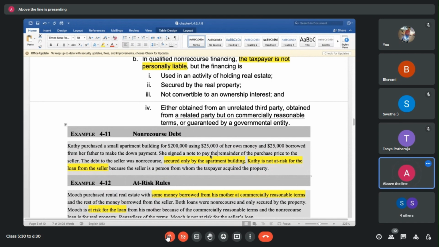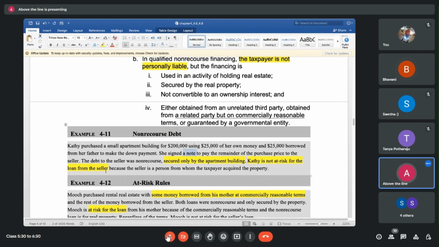What does that mean? The moment when they say note, they mean promissory note, not like a note which you write on a piece of paper and say, okay, here, take this note. We're not talking about that. We need to understand what they mean to say. She signed a promissory note. That means it's a legal loan agreement that she will pay the remainder of the purchase price to the seller. So that means she's taking a loan from the seller. She's not paying it; she's signing a note that in future she'll pay.